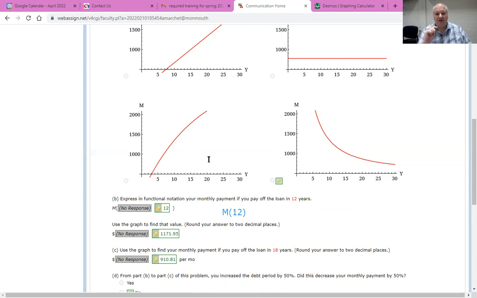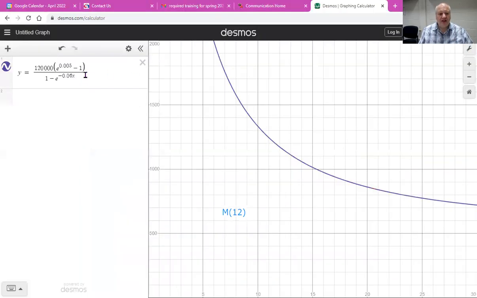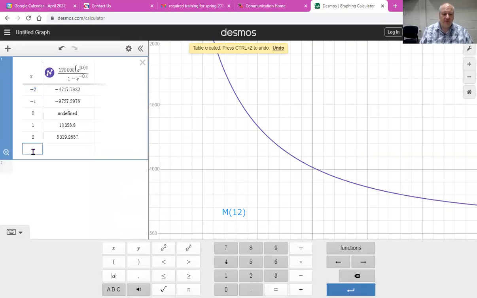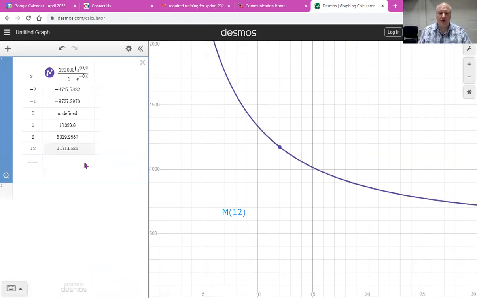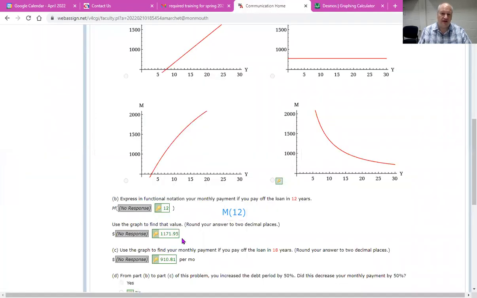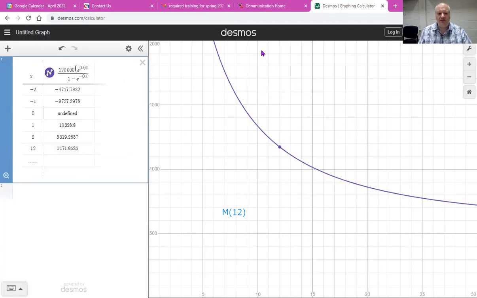Next, use the graph to find its value. You could use the graph to find its value if you want, or better than that, use tabular analysis. What happens in the specific case that the independent variable is 12? Well, let's take a look at this and change this into a table now. And let's put 12 in there and see what we get. You would be wasting your time if you did this with math and with a calculator. Use Desmos. Look how quick and simple it was. There it is, 1171. The answer, as you can see, is 1171. Now it says round to 2 decimal places.